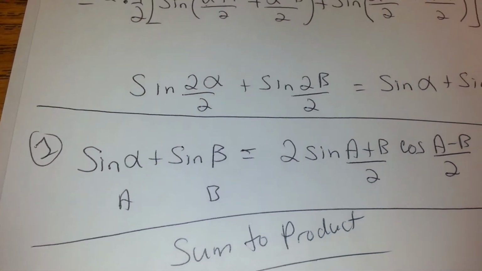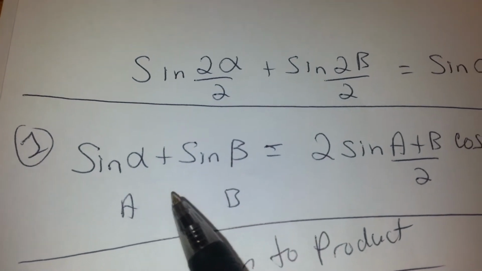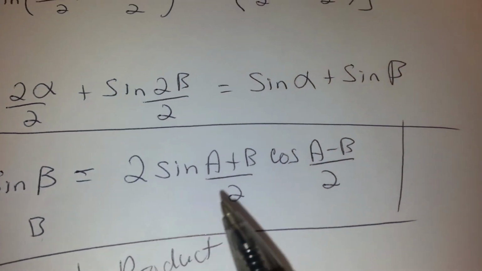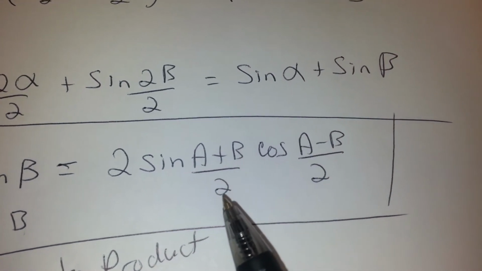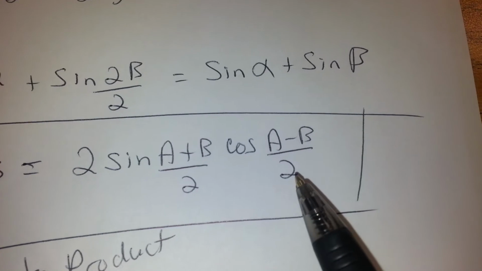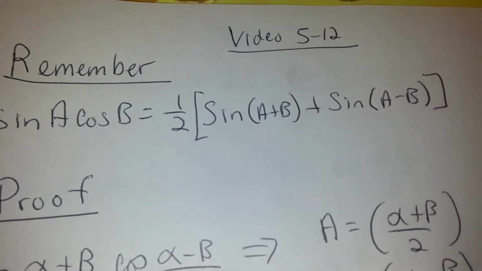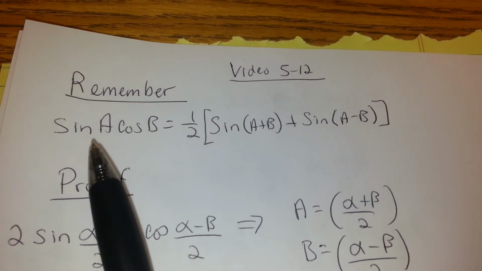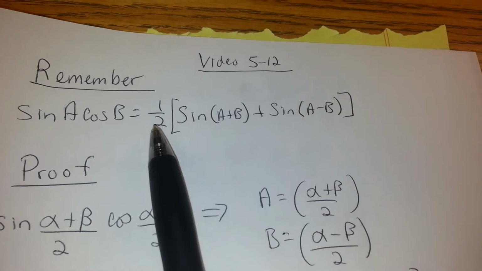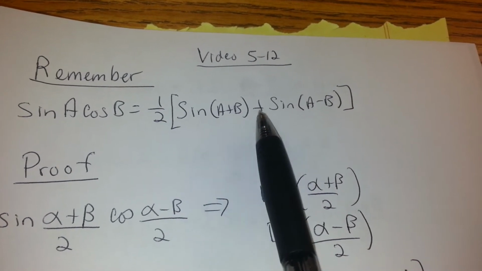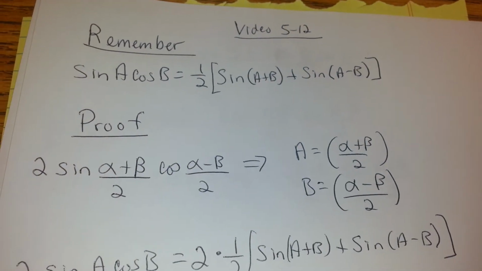I want to show you a proof of how this one formula, sine of alpha plus beta, or we can call it A and B, will equal 2 sine of (A plus B)/2 cosine of (A minus B)/2. Alright, so here's our proof. Let's start first with, remember, from the product to sum, sine A cosine B equals 1/2 [sine of (A plus B) plus sine of (A minus B)]. We did that today.